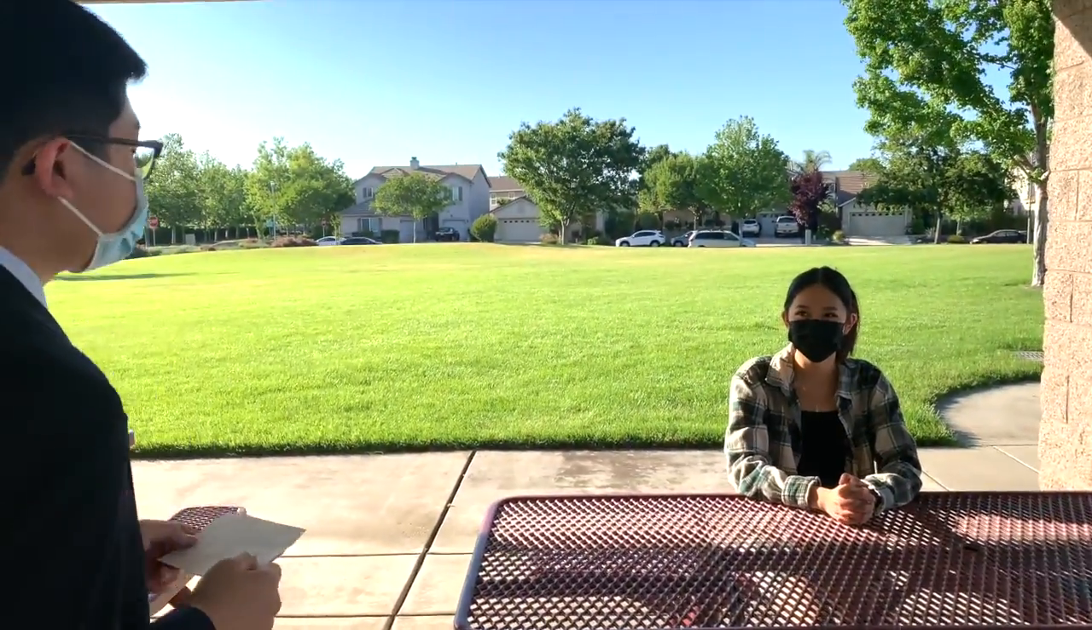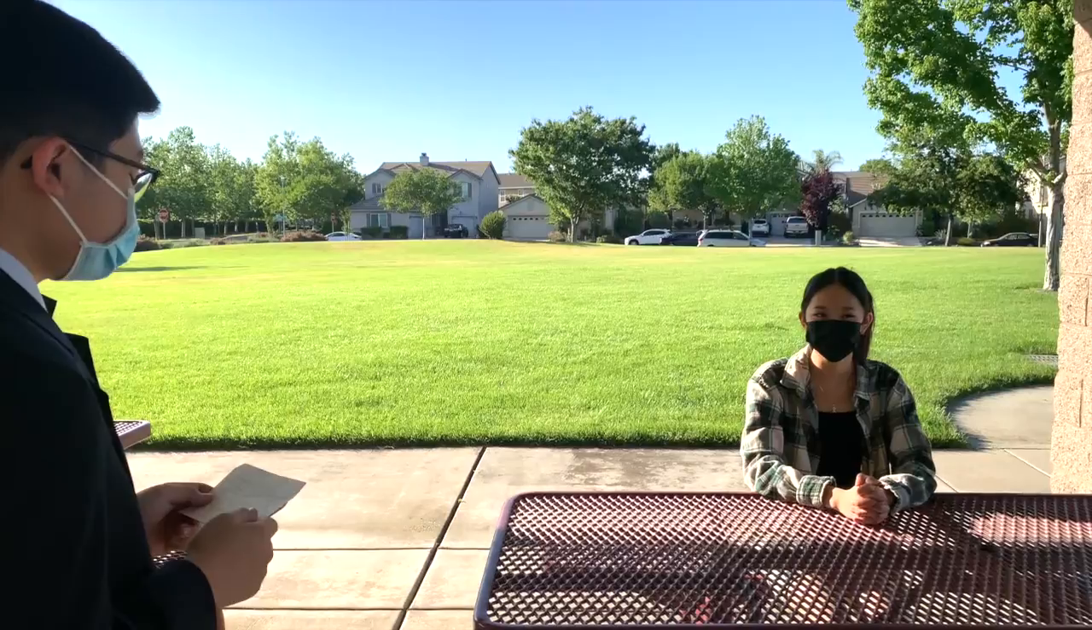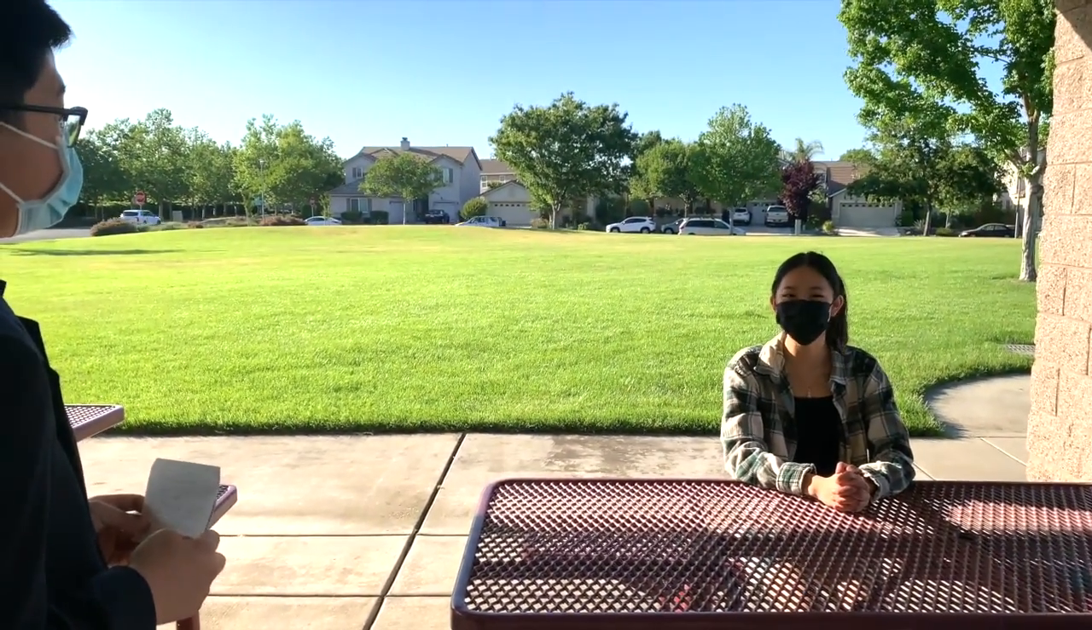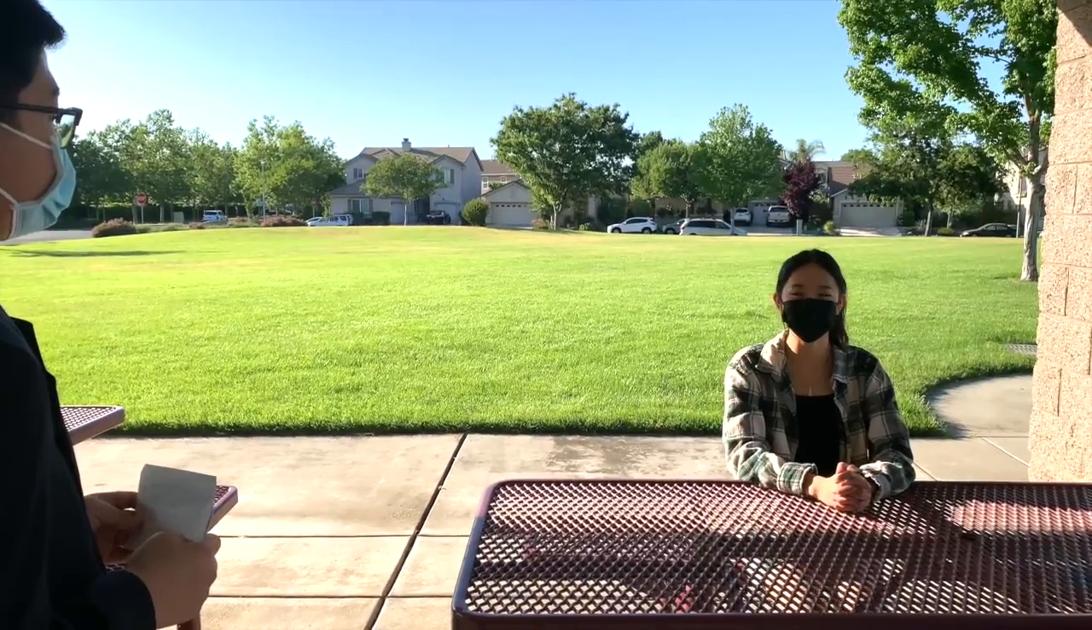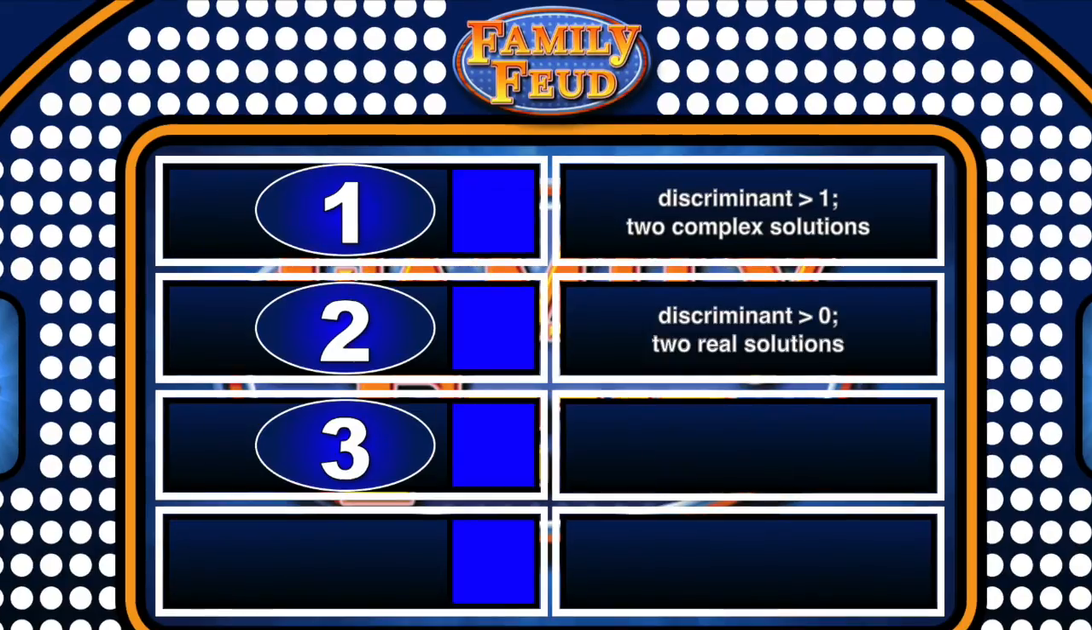Alright, Annie, there are still 2 answers on the board. What are the different natures of roots in the discriminant analysis, and what is its relation to the graph? Positive with 2 real roots. This means that there will be 2 x-intercepts on the graph. Is that correct? Wow, good job, Annie.